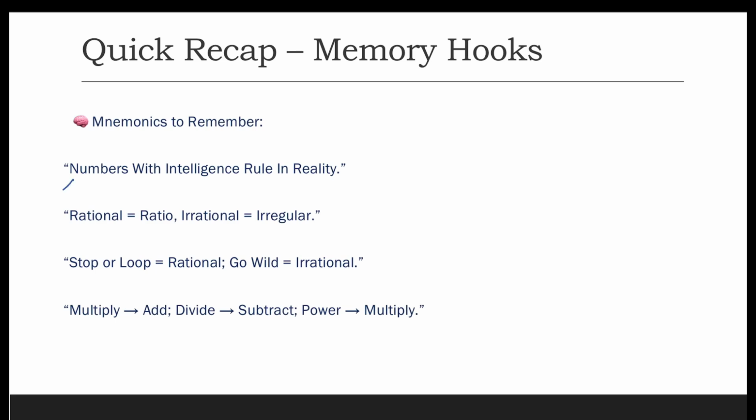N is natural, W is whole, so natural plus 0 is whole. I is integer, so natural plus whole, natural plus 0, which is whole, whole plus negative number is integer. R is rational number, so in integer when we add the p by q format, which is fractions, all that becomes rational number.